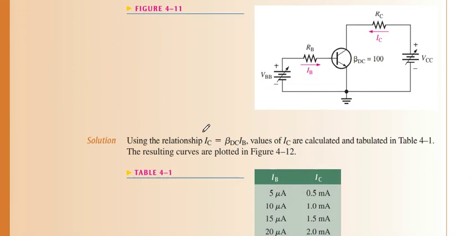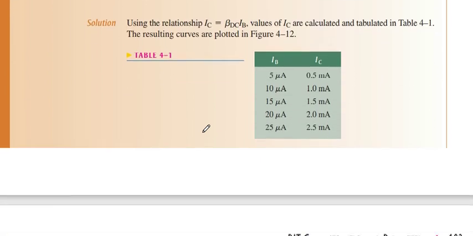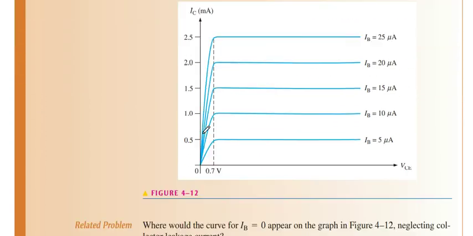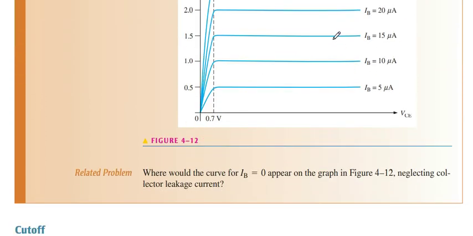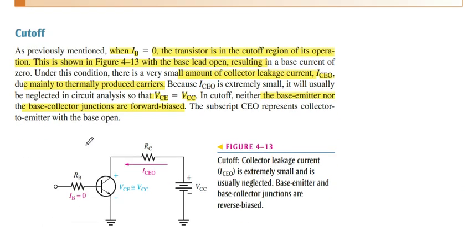This is an example related to the above topic, which tells us the same position. Now it mentions the cutoff region. When IB is 0, a small leakage current, ICEO, is passing through the transistor, and VCC is nearly equal to VCE.